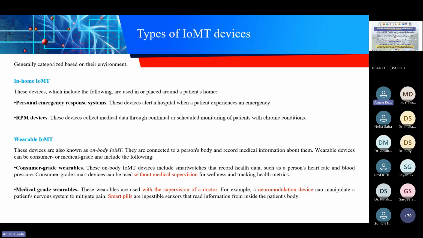One is the consumer grade wearable, meaning the patient does not require any medical supervision whenever he or she is using these wearable devices. And the other one is the medical grade wearable, meaning the patient needs the supervision of a doctor whenever the patient is using a medical grade wearable.